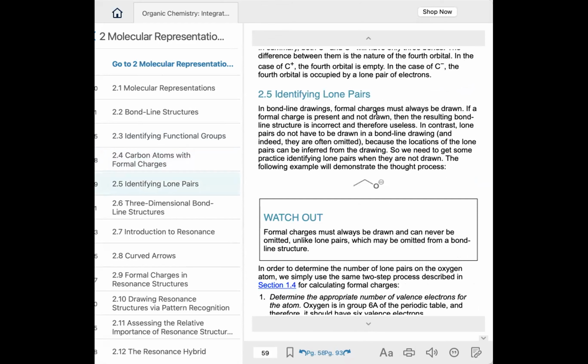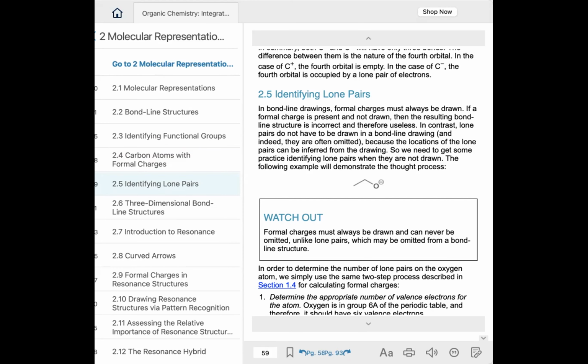2.5 talks about identifying lone pairs in terms of looking at a bond line drawing and being able to see a charge and know how many lone pairs are present on an atom. This is really important because in bond line structures, they are not required to always give you how many lone pairs are there, but they are required to say what the charge is. So you need to be able to look at an atom and know what the charge is, or what the lone pairs are on that atom.